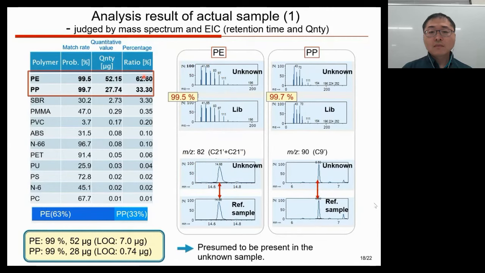For polyethylene and polypropylene, the mass spectrum is in good agreement with the library, and the characteristic pyrolysates C21 and C9 are clearly observed, and the quantification value is several times higher than the LOQ. So this indicates that these two polymers are present in the sample.